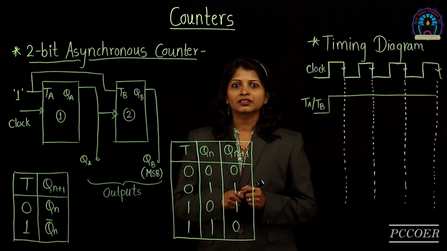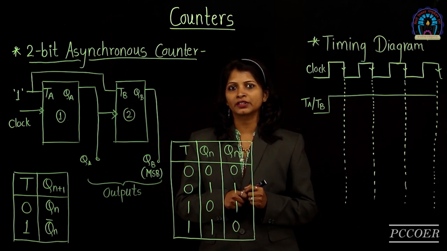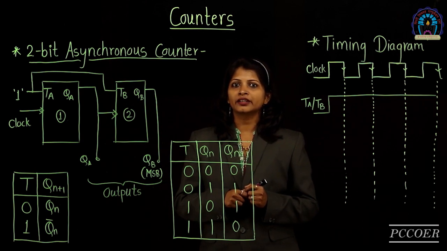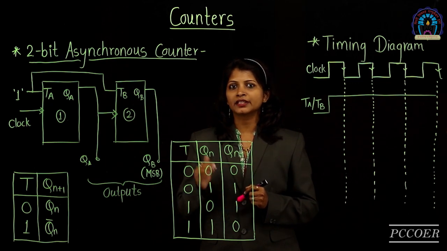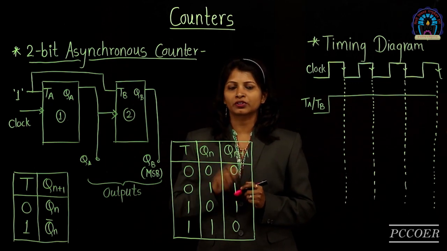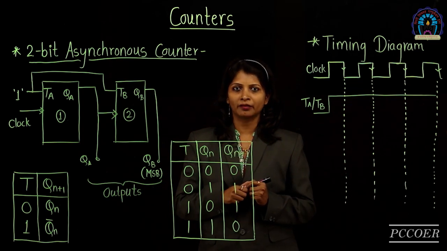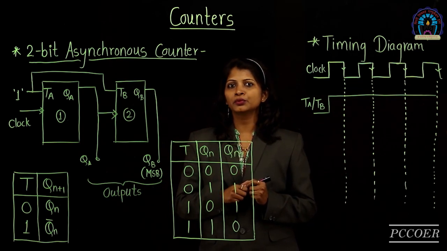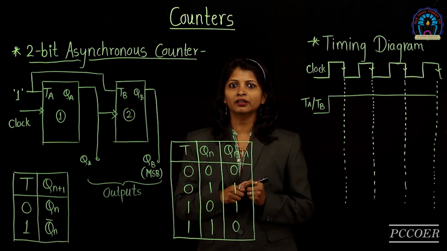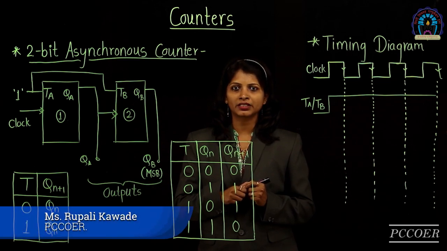Now we will discuss the basics of counters. A counter is a digital circuit which is used to count the number of clock pulses applied as an input. It is a sequential circuit where the output depends upon the present input as well as the previous output. That's why it needs a memory element, and the memory element used in a counter is nothing but a flip-flop, a 1-bit memory cell which stores 1 bit of information.